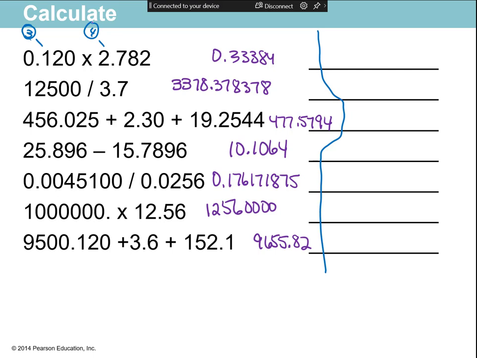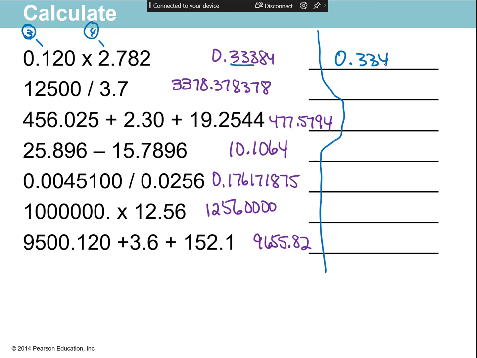So now I have 0.33384, so that's 5 significant figures. I've got to round, so just start from the left. Underline the first 3 significant figures you get to, so the 3, 3, and 3. Then look at the next number. The next number is an 8. So what's that going to do to my last 3? Round it up. So 0.334. That makes sense?